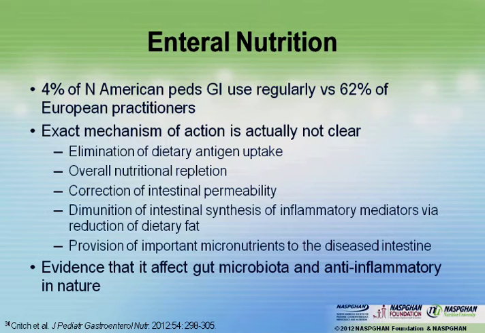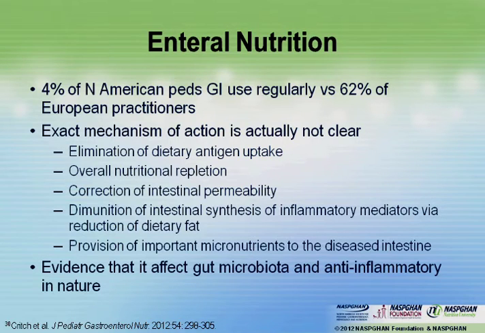It's really not clear the exact mechanism of action for enteral nutrition. Is it elimination of dietary antigens that's playing a role? Is it overall nutritional repletion, changing intestinal permeability, or decreasing synthesis of inflammatory mediators because of reduction of dietary fat? Or are you providing important nutrients to the diseased intestine? There's also some evidence that it affects gut flora and that it's anti-inflammatory in nature.